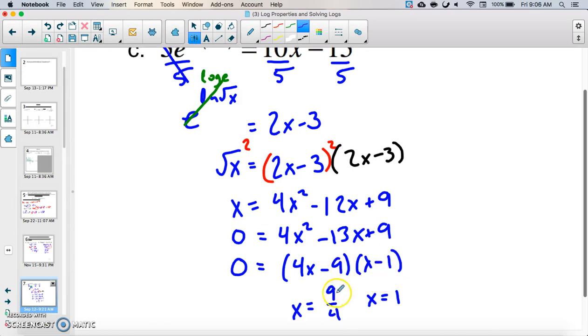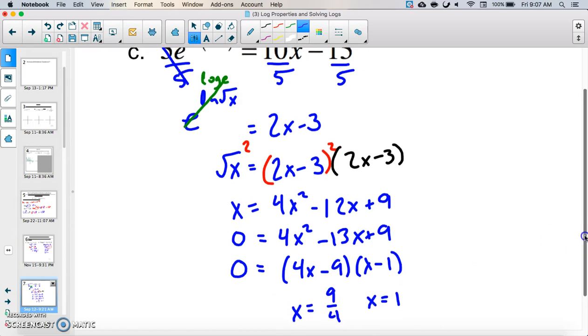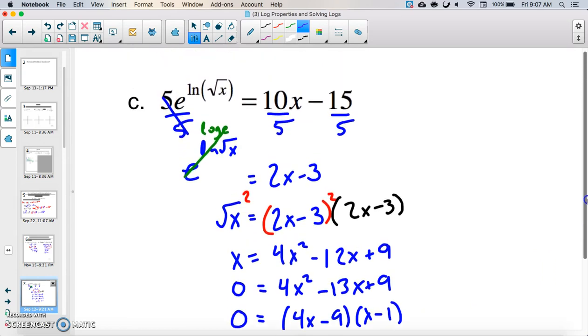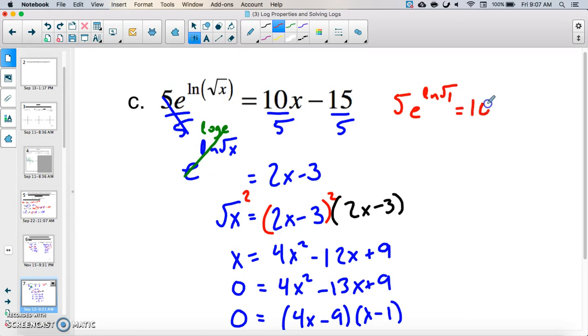So when we end up with two solutions like this, and we've squared both sides, we need to go back and check our answers to make sure that they both work for the equation. For time's sake, I'm going to let you know that 9/4 does work. But if we were to plug in 1, because that one's easier to plug in, we've got 5e natural log of root 1 equals 10 times 1 minus 15.